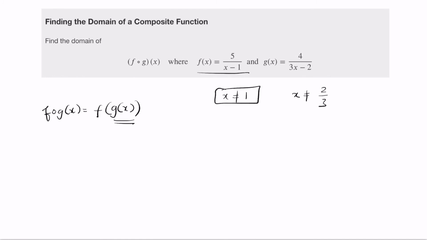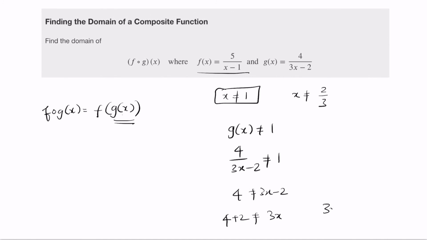So which means that g of x here should not be equal to 1. So write it down here. So you get 4 by 3x minus 2 not equal to 1. So 4 not equal to 3x minus 2. 4 plus 2 not equal to 3x. So 3x not equal to 6, x not equal to 6 by 3, so that becomes 2.